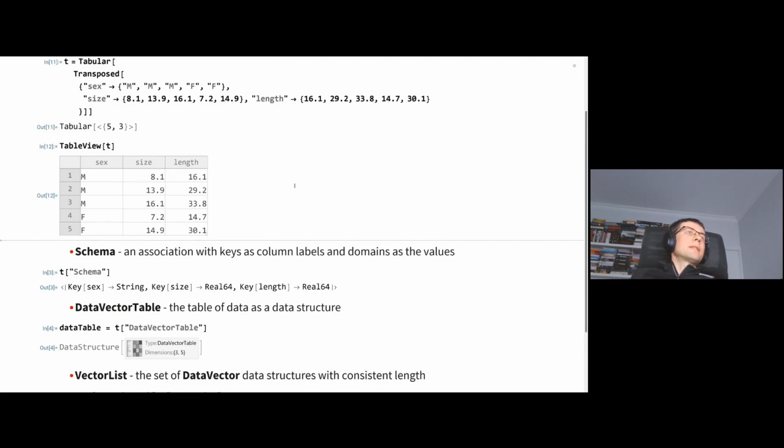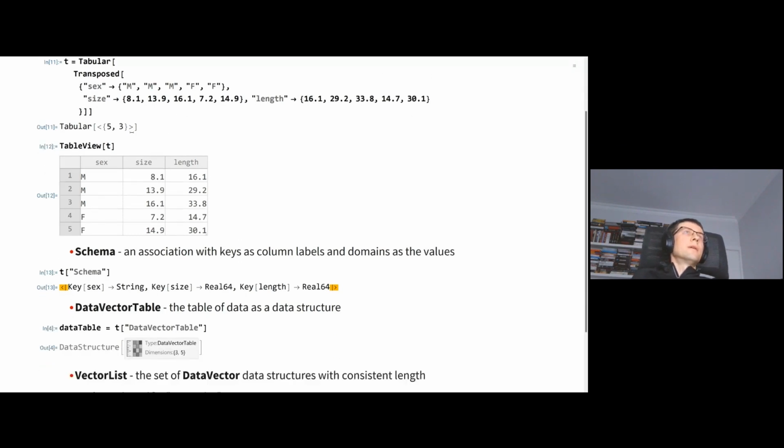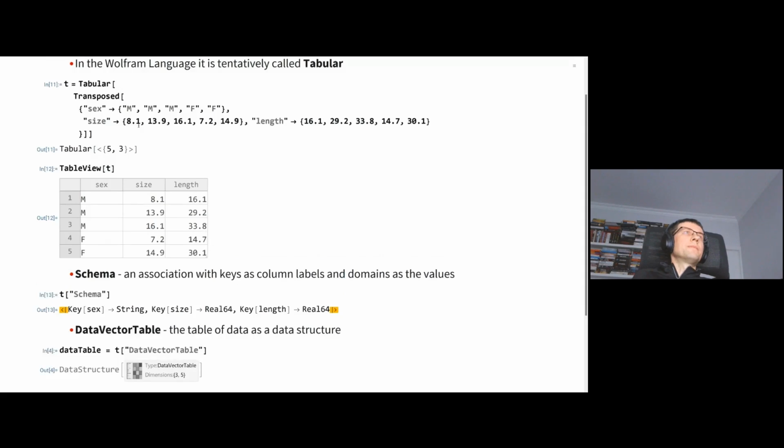We can extract the underlying schema for that columnar data structure. So the first column is of type string. The second column is real 64, so is the third one. Right, so we basically, in a sense, derive the types based on the entries for each column.